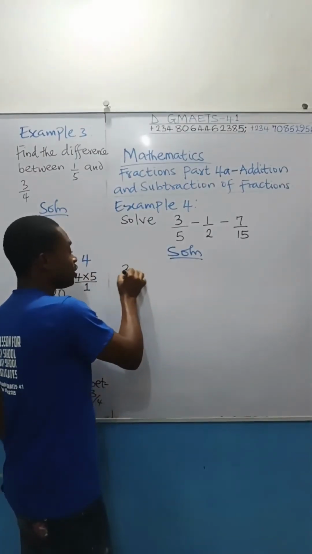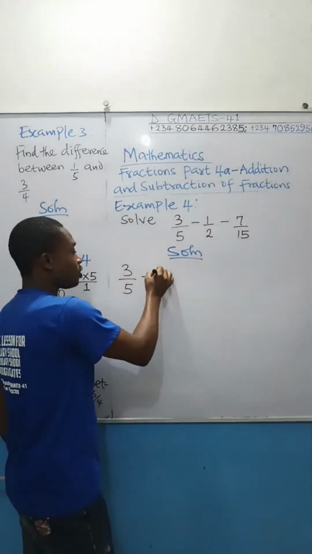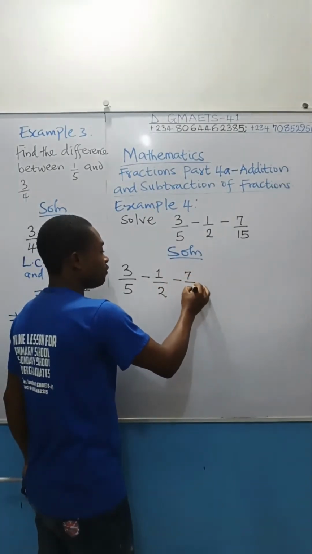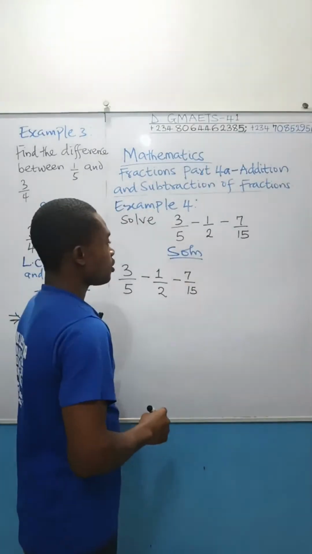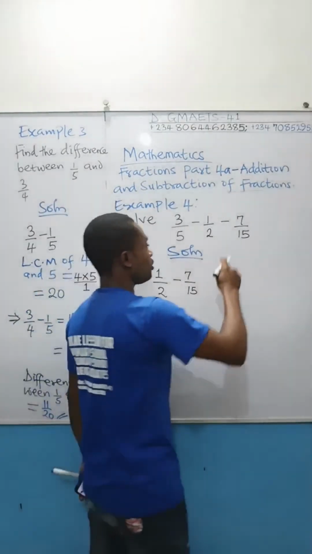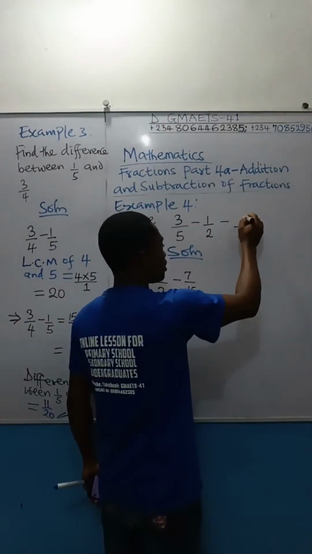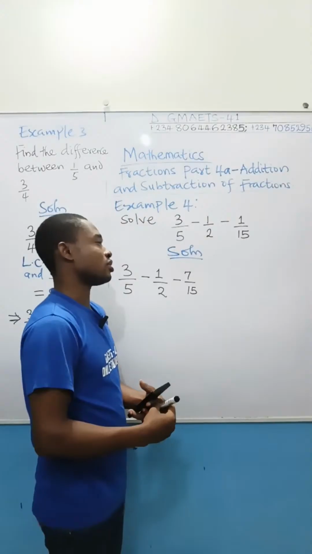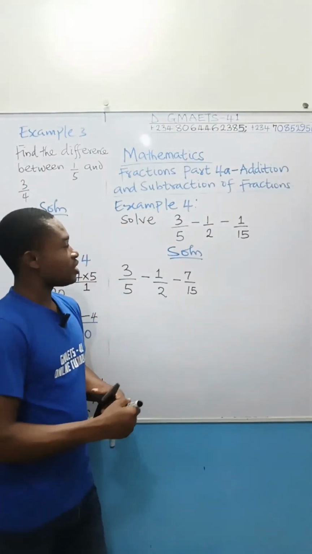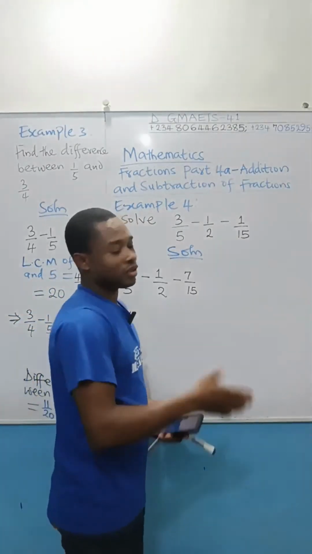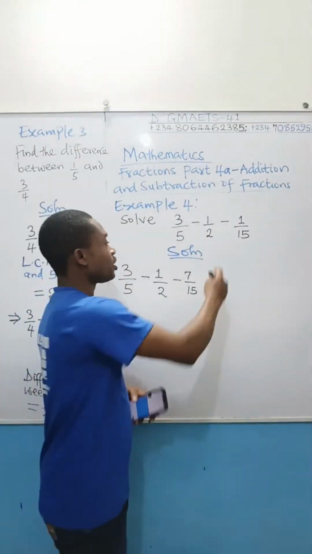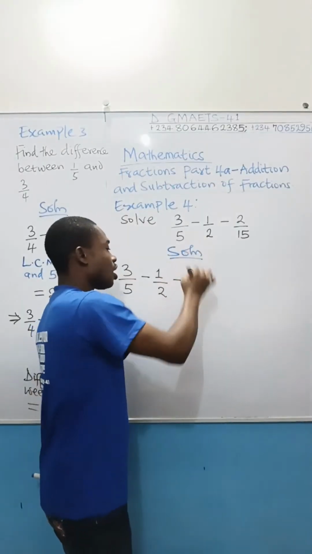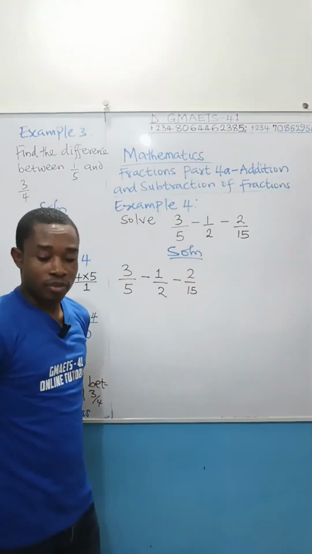Solution: 3 over 5 minus 1 over 2 minus 7 over 15. Let me make it, okay, let me say 1 over 15, so that we won't get a negative answer. 1 over 15, I think that's okay. Or let me make it 2 over 15. 2 over 15 is better. All right, so let's see how we solve this problem.